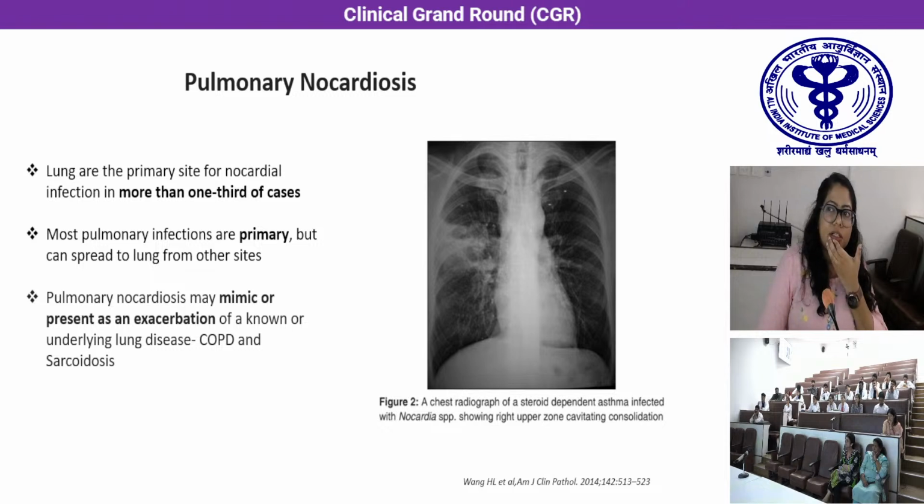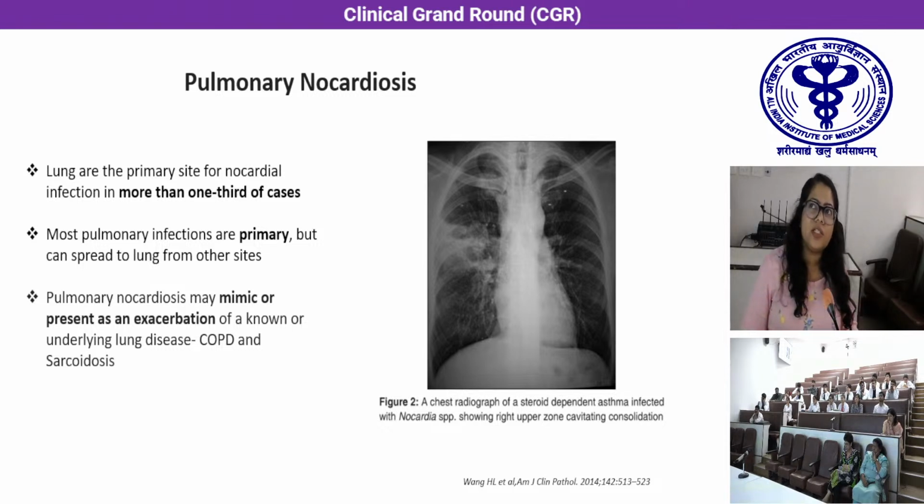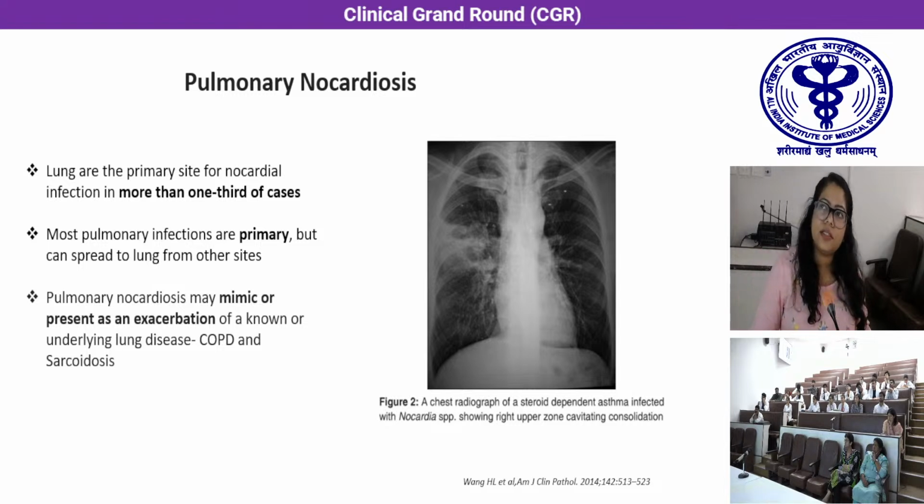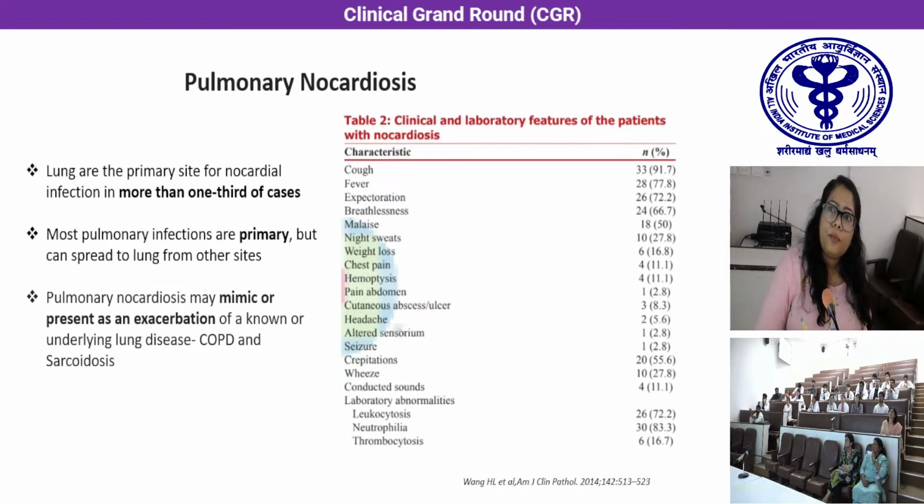This is a chest radiograph showing right upper zone consolidation. The major radiological findings in pulmonary nocardiosis are consolidation, cavity, abscesses, and nodules. Most pulmonary nocardiosis patients present with non-specific signs and symptoms such as cough, fever, expectoration, breathlessness, and weight loss. So a high index of suspicion is necessary in such cases to diagnose them early.